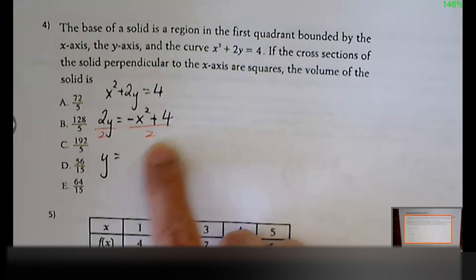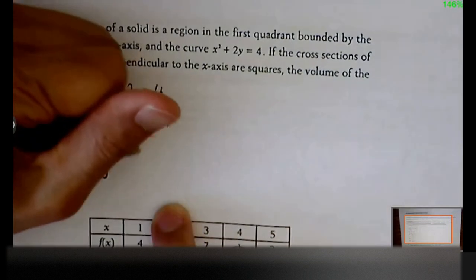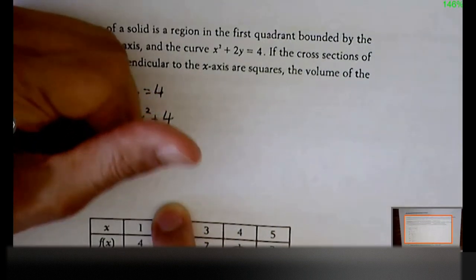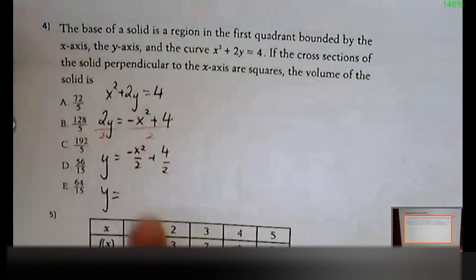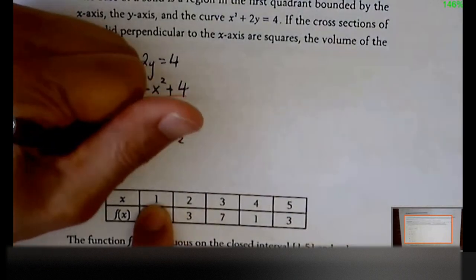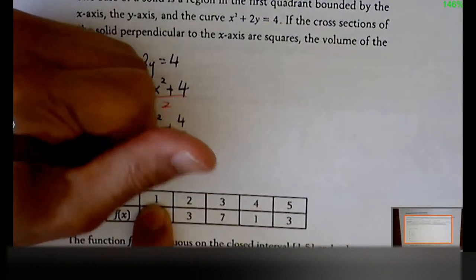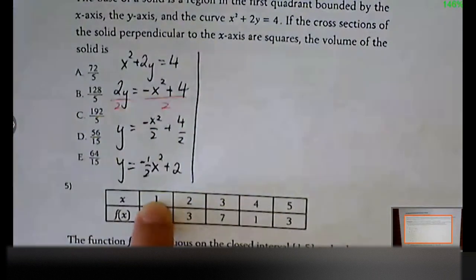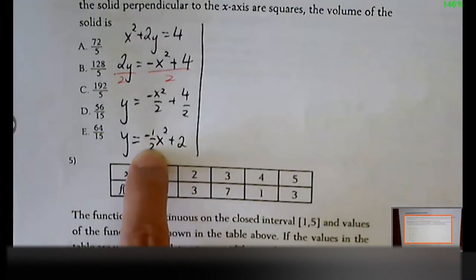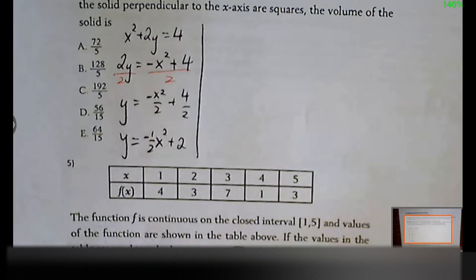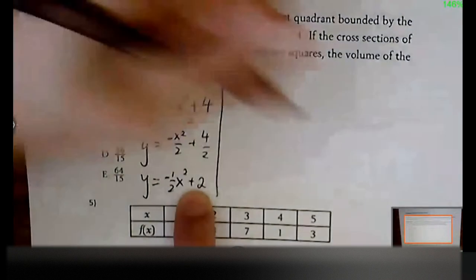I get negative x squared over 2 plus 2. I'm just going to clean this up a little bit, make it a little bit easier to recognize. This is just going to be an x squared graph that's going to open down with a y-intercept of 2. We can enter that in our calculator, get that graph to show up. Just going to be an upside down parabola basically with a y-intercept of 2.